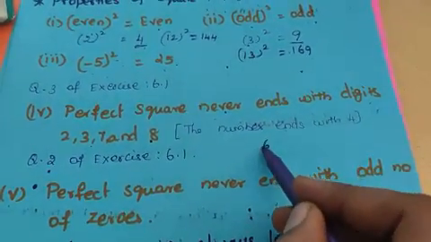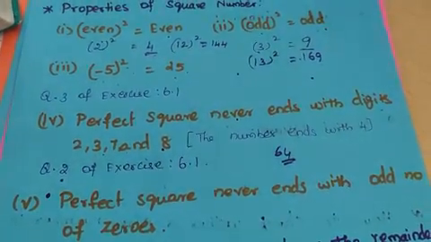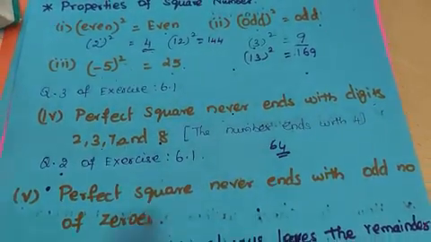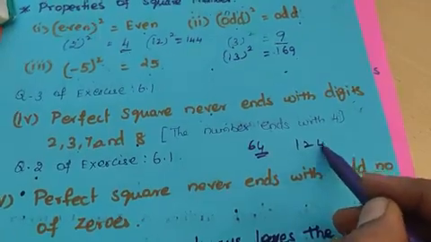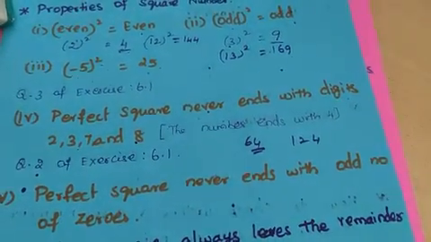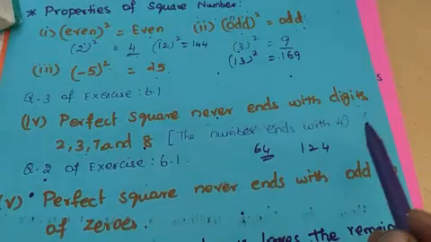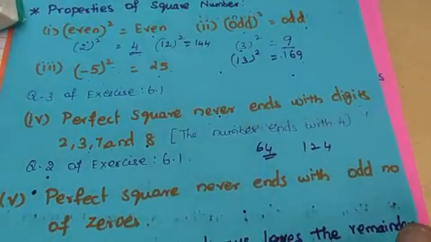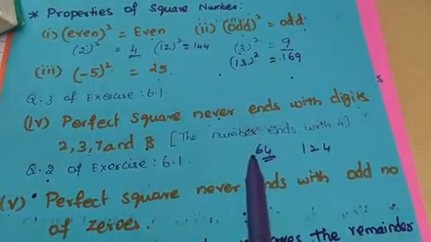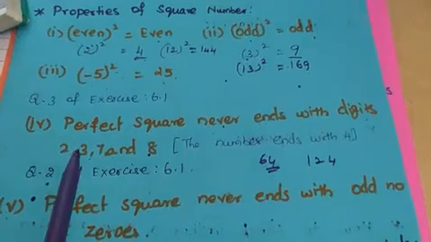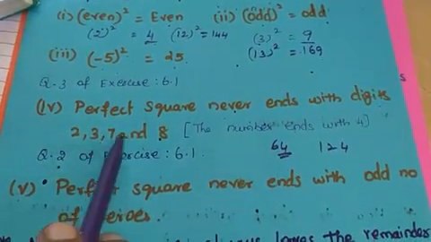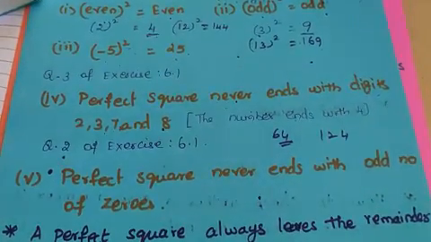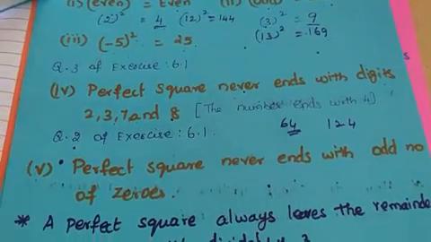For example, 64. The number ends with 4. It can be a square number. But the same thing, 124, is not a square number. So for a number ending with 4, we can say sometimes it can be a square number, sometimes it cannot be. That we can identify with prime factorization. But for the numbers 2, 3, 7, 8 we can confidently say it is not a perfect square number.